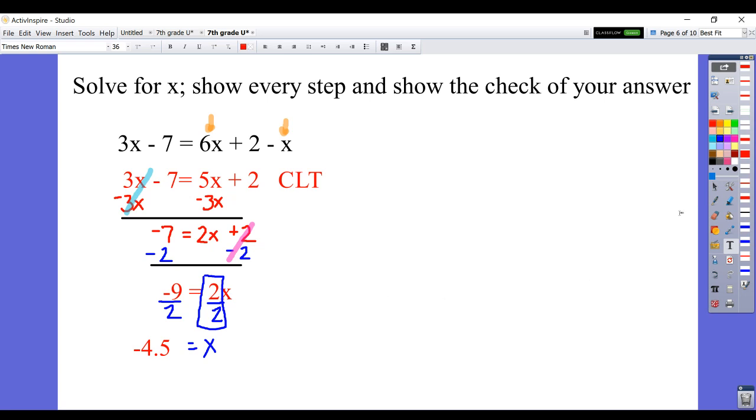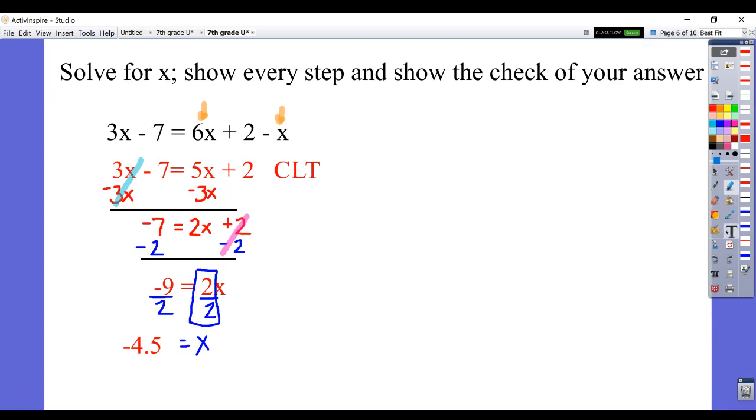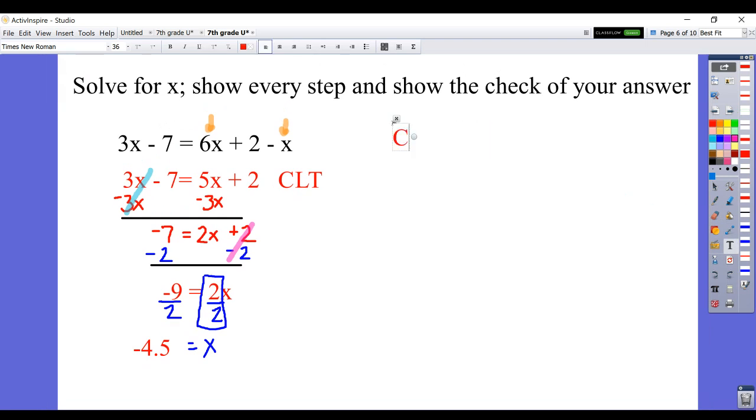Now, as far as showing the check goes, the check is something that you will be marked for. So you need to make sure that you're showing your check. Remember, the idea of a check is that it allows you to feel confident in your answer. And we do that in algebra often. So you're going to go to the original equation. And I like to just write it down again to make sure everybody's clear on where I got it from, but you would not have to.